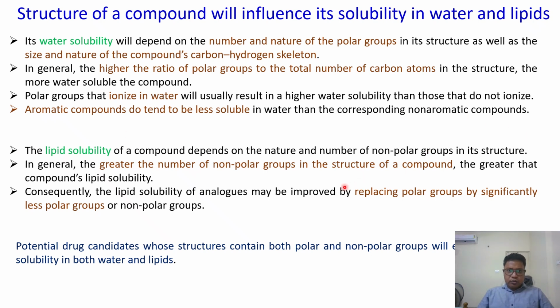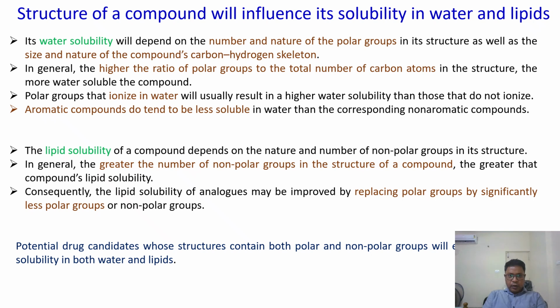Now let us see how the structure of a compound will influence its water solubility and lipid solubility. Its water solubility will depend on the number and nature of the polar groups, because we know the more polar groups present, the more polar the compound is in water. It also depends on the size and nature of the compound's carbon hydrogen skeleton. If a drug molecule contains a large carbon hydrogen skeleton, like a heterocyclic or aromatic group, it will be very poorly soluble in water. In general, the higher the ratio of polar groups to the total number of carbon atoms in the structure, the more soluble the compound will be.